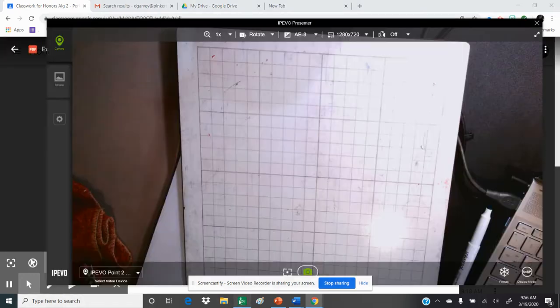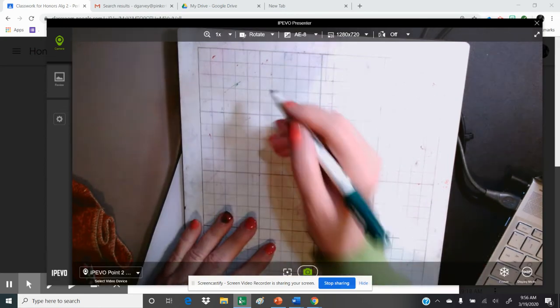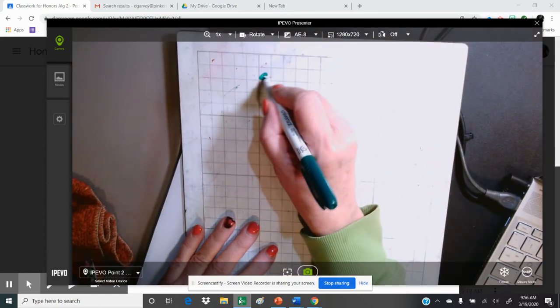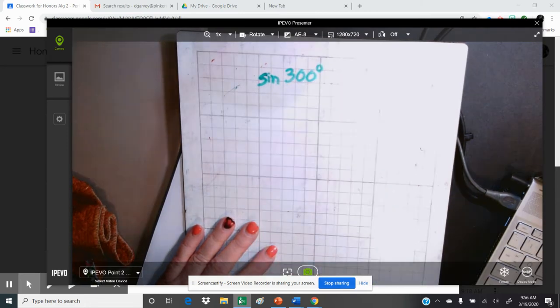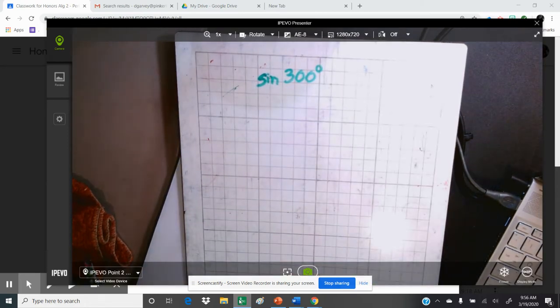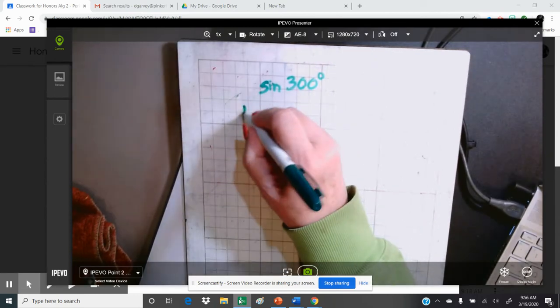All right. So let's say we're trying to find the exact value of the sine of 300 degrees. And again, try to do this without looking at your unit circle. You can always look at your unit circle when you're done to see if you were right or wrong, but try and do this without using your unit circle. So the first step is to draw it out.